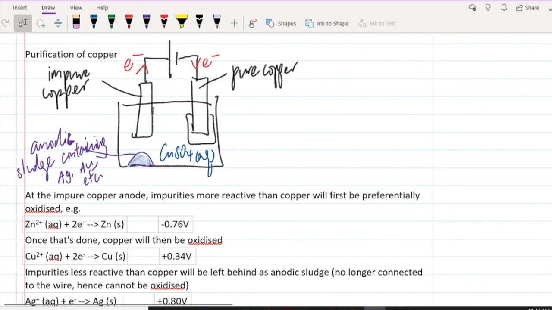So effectively, what is happening is that the copper is transferred from the impure copper anode to the pure copper cathode. So what is observed is a purification of copper. Why? Because the pure copper ingot gains more pure copper, while the impure copper dissolves.